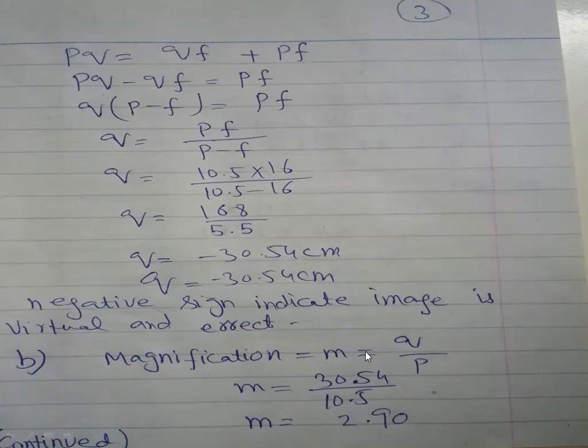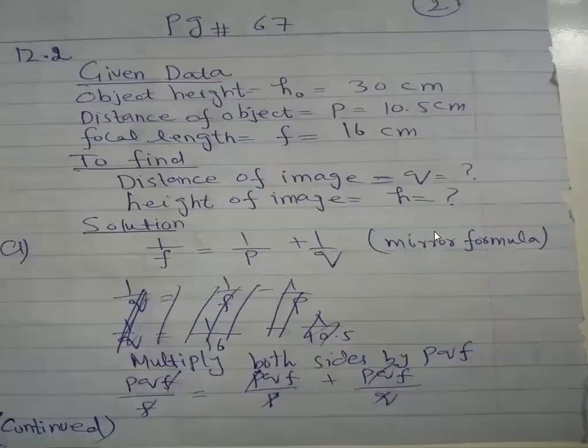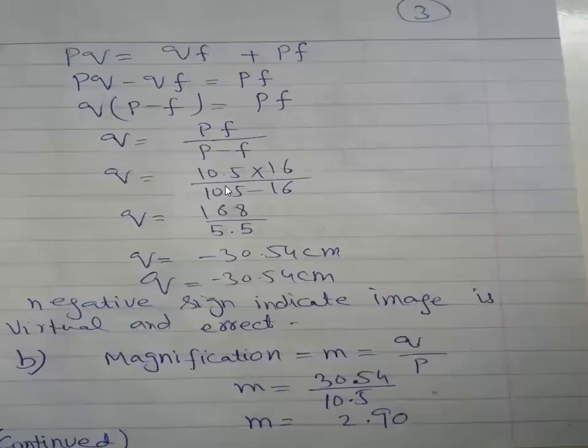This is the first thing we are required to find. Q we have already found: minus 30.54. You know this is a concave mirror. In a concave mirror, Q is taken as positive, so you won't see the negative sign in the answer. Please make sure this is a concave mirror, so the negative sign will be ignored. So Q will be plus 30.54. The negative sign indicates the image will be virtual and erect.